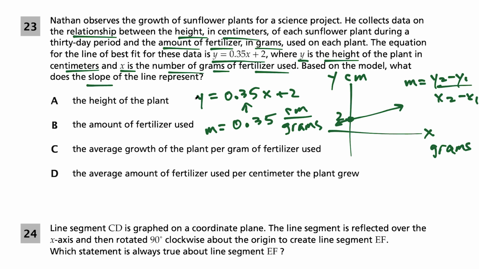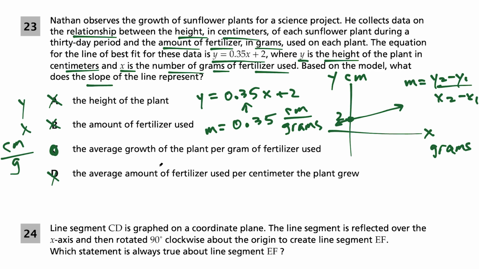represent? The height of the plant would be no good because this would represent the meaning of the y term. The amount of fertilizer in grams would represent just the x. The average amount of growth of the plant per gram of fertilizer used. But once again, the growth was in centimeters and the amount of fertilizer was grams. So centimeters per gram is matching up. Choice C is looking good, but let's see why choice D is no good.